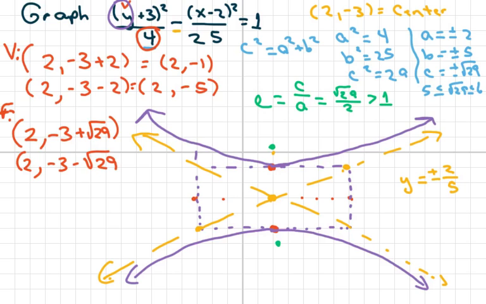So again, square root of 29 is in between 5 and 6. So from here, the center, I'm going to go up 1, 2, 3, 4, 5, a little bigger than that, and I'm going to go down from negative 3. I'm going to go down 1, 2, 3, 4, 5, a little bit bigger. So there's your foci, and that one was just a practice one there.